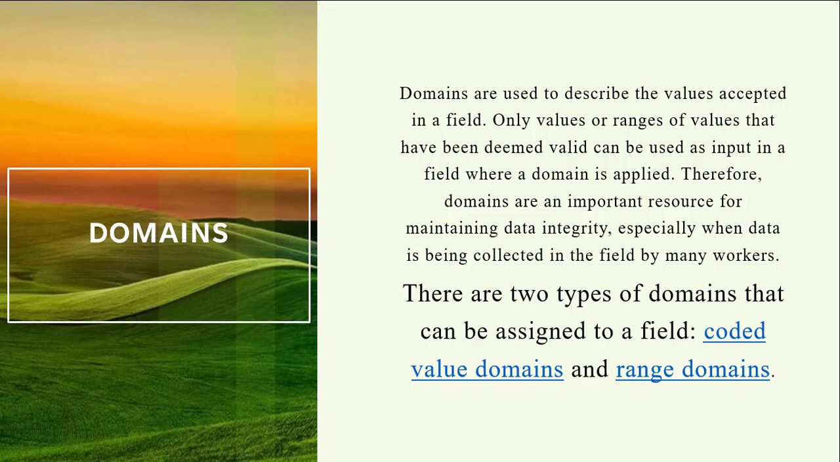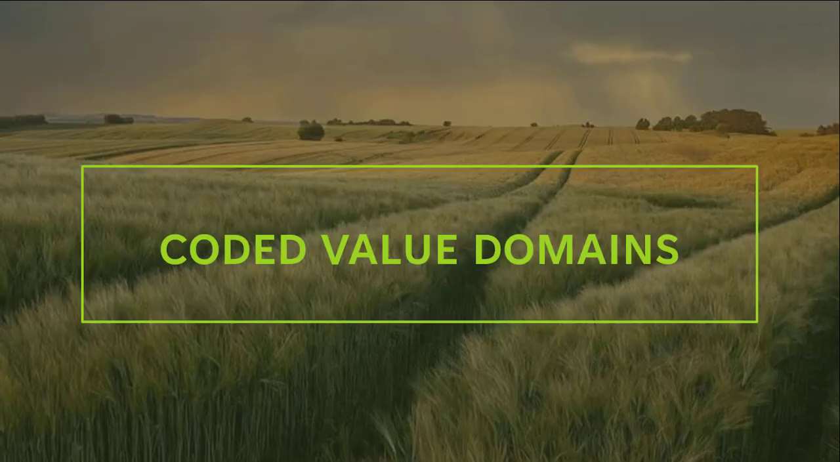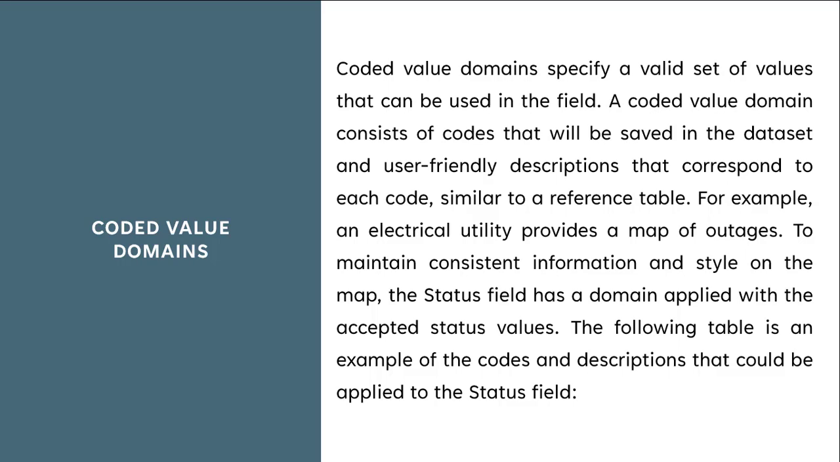Now, basically, there are two types of domain that can be assigned to a field: the coded value domain and the range domain. Coded value domains. Coded value domains specify a valid set of values that can be used in the field.